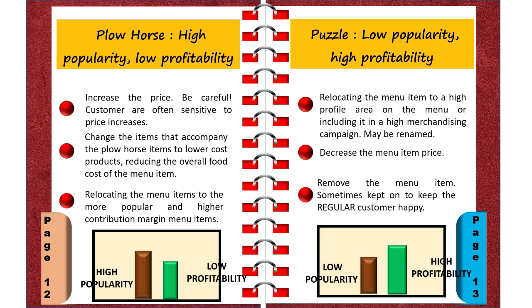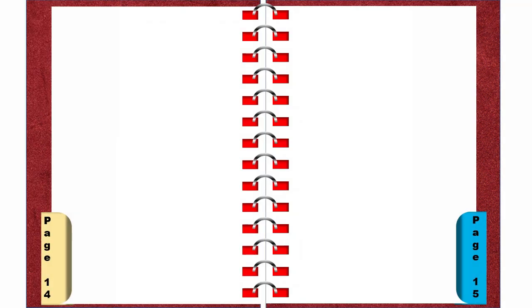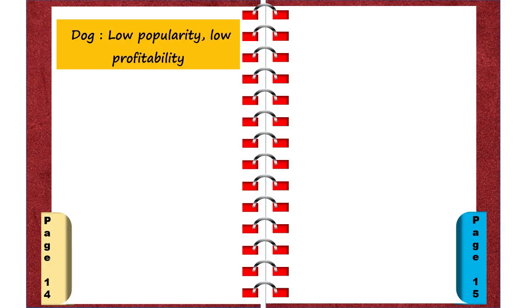Clear? And graphically, if you want to see that, it is low in popularity and high in profitability. That is clearly visible from this graph. And now the last one. What is that? Dog. Dog is low in both the cases. Low popularity and low profitability. That means what kind of decisions can we take?